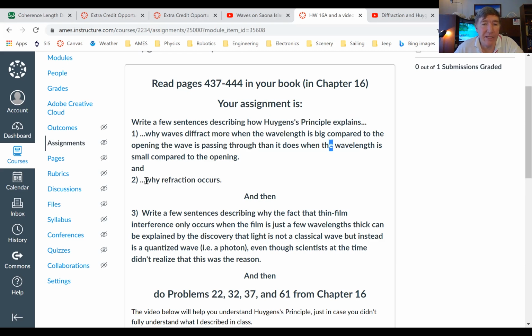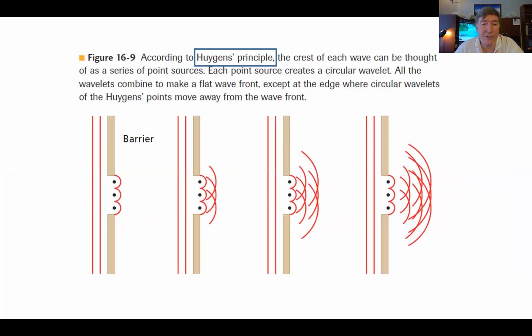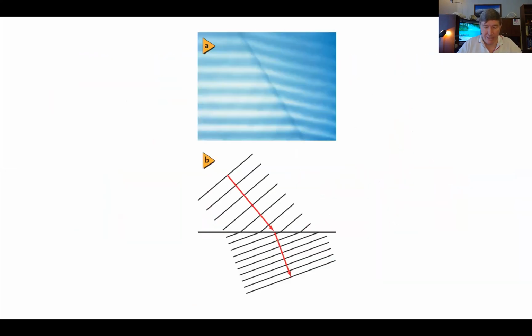And then the other one here is to explain how Huygens principle explains why refraction occurs. So maybe, yeah, we should definitely stop and talk about that for a minute. This is something that probably we'd better explain. Okay, so refraction, hopefully you guys remember, is this.